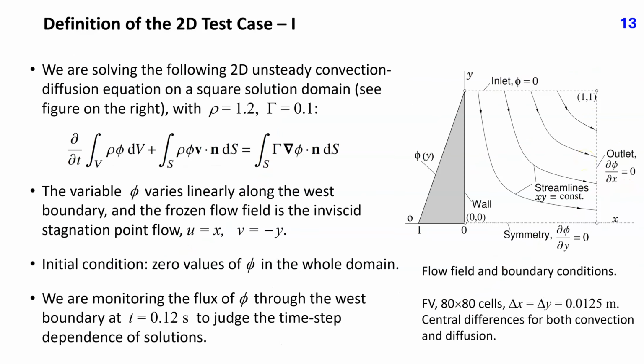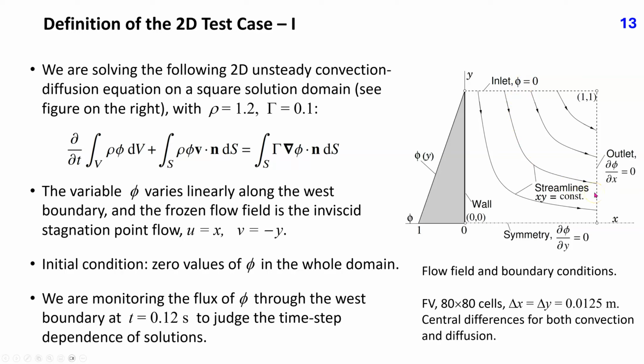This slide shows the definition of the two-dimensional test case. It is the unsteady version of the problem studied in lecture 9. We are solving this transport equation for a generic scalar phi on a square solution domain with these fluid properties. The velocity field is prescribed analytically and is steady, u equal x and v equal minus y. It corresponds to the inviscid stagnation point flow.